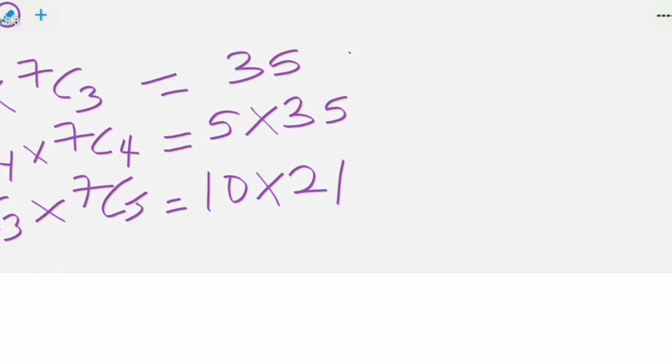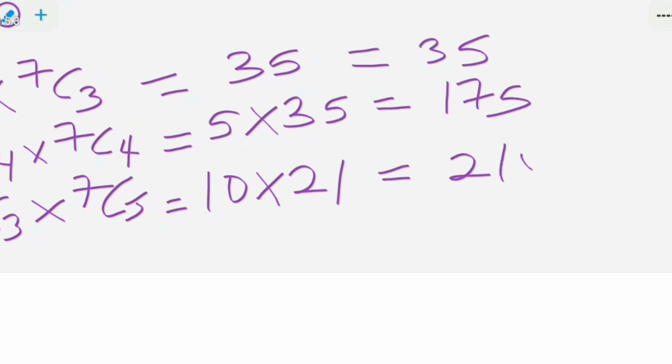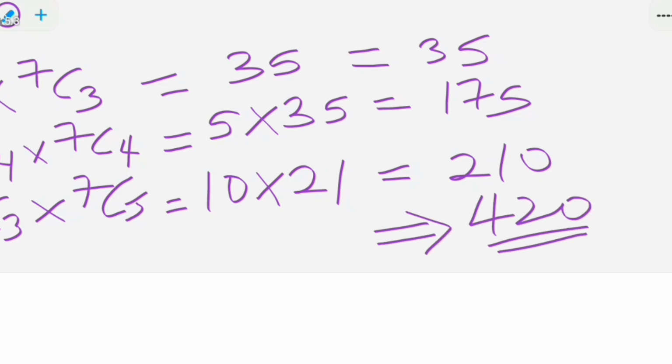So at the end of the day, you're just going to add all your answers. This will be 35. 5 times 35 will give me 175. This one will be 210. So I'm going to add all these answers together: 420. The answer is 420. That means there are 420 ways of picking at least 3 prefects.